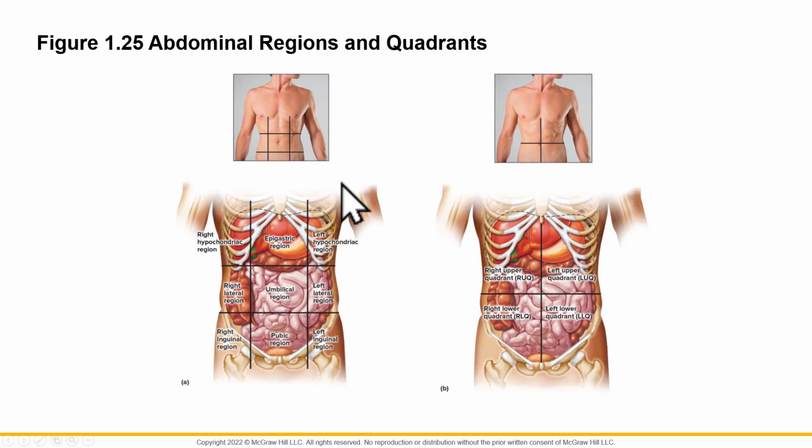So when we talk about a quadrant, we're dividing it into 4 sections. So we have the 4 sections. We have the left and right. So this is always the left side, always the right side. You have a left upper quadrant, right upper quadrant, right lower quadrant, left lower quadrant.